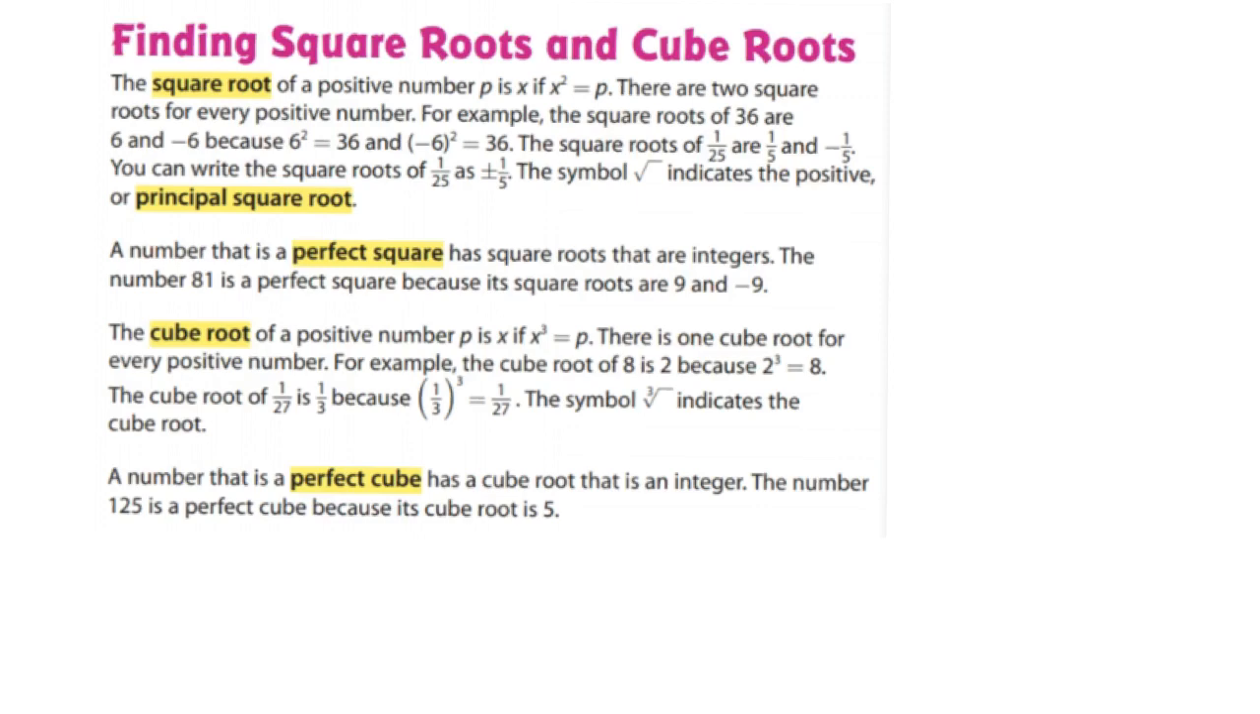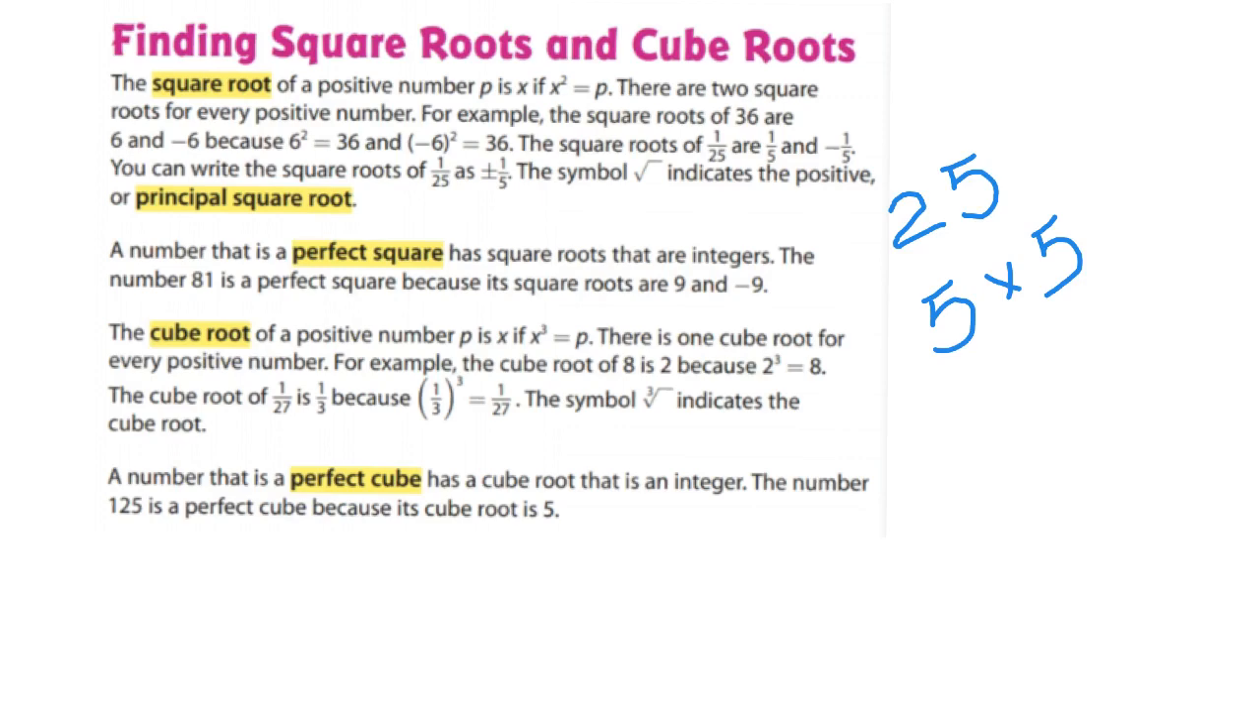So if they happen to ask you the square root of 25, you want to think what number multiplies by itself to give you 25. Do you know that number? That's right, 5. Positive 5 times positive 5 gives you 25.